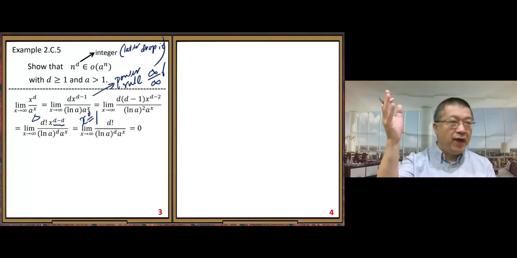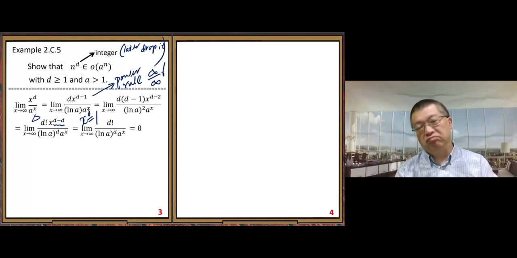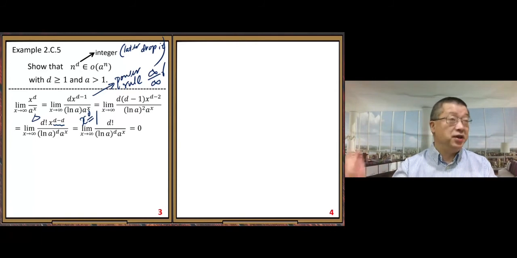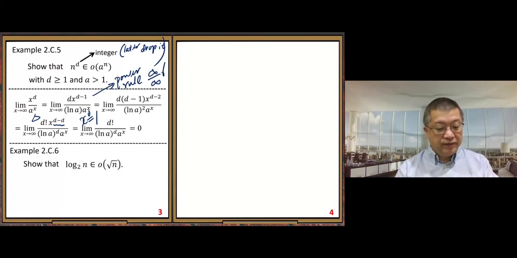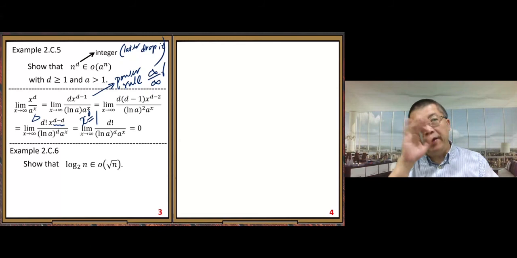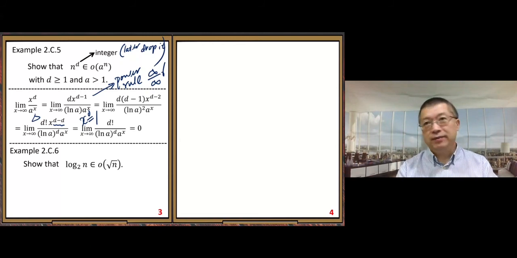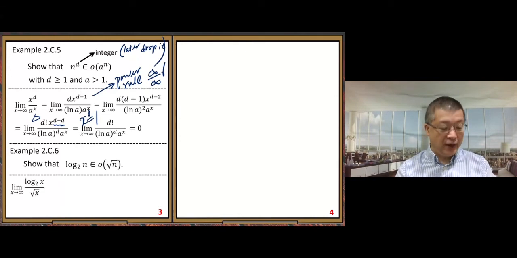Thus, we get that little o notation conclusion. So little o notation. Yeah. All right. So that's example number 5. Example number 6. All right. This time, log base 2 of n belongs to little o of square root of n. Square root of n. Okay. We can still use the L'Hopital's rule. Okay. Look at this limit.